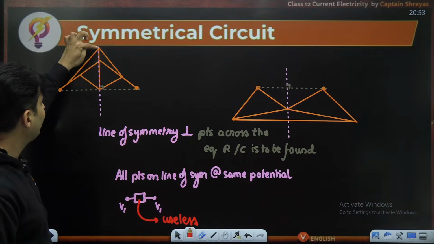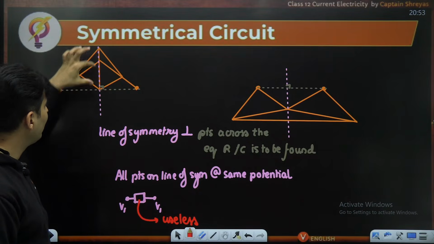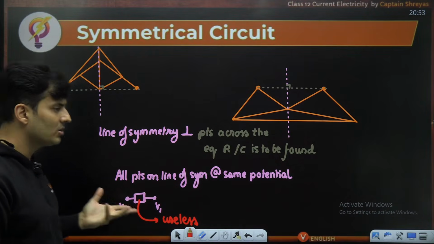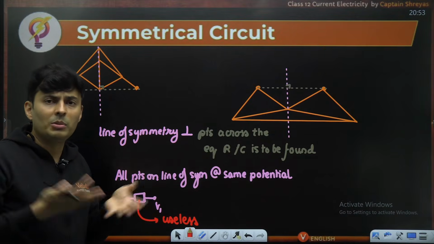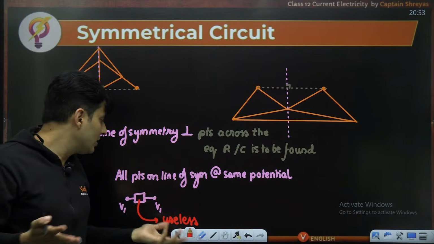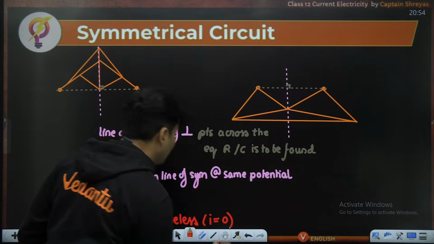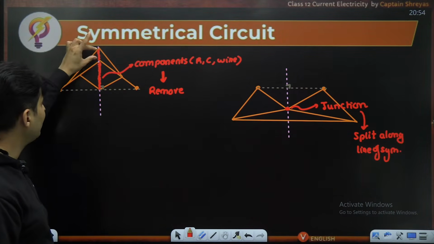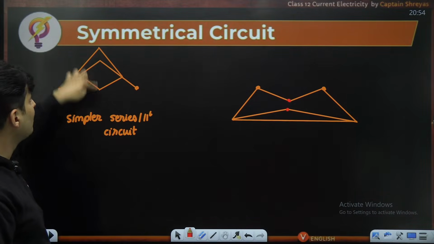So V1, V1, V1, 5 volts, 5 volts, 5 volts. If all of them are at 5 volts, what is this device doing? There is no voltage drop across it. So it will not store any charge. There will be no current flowing in it. So it's completely useless. There will be no current flowing in that particular part. So that's why this part and this part are useless, and that's the reason why we remove it.